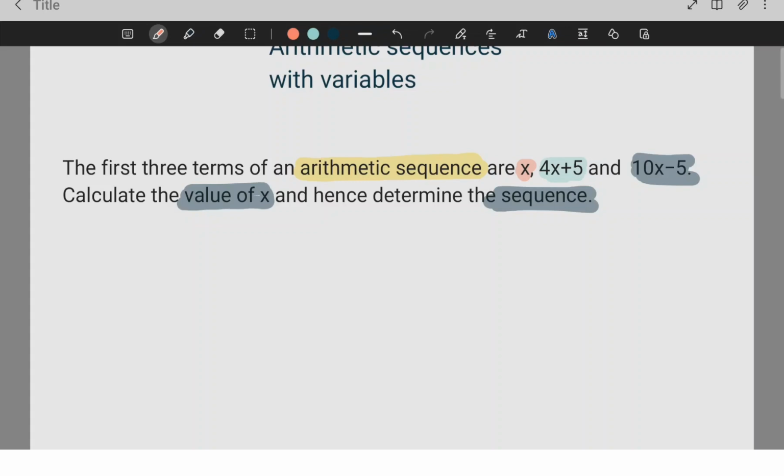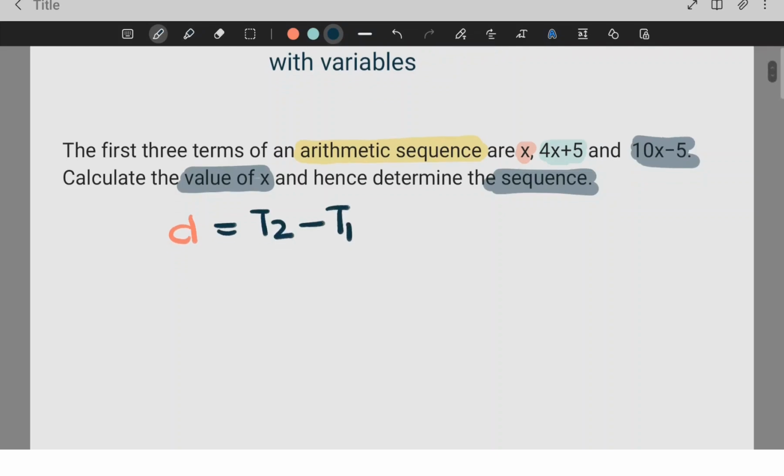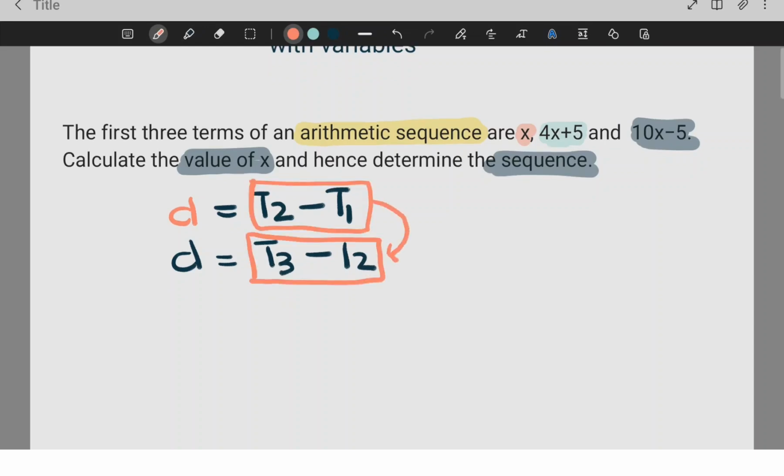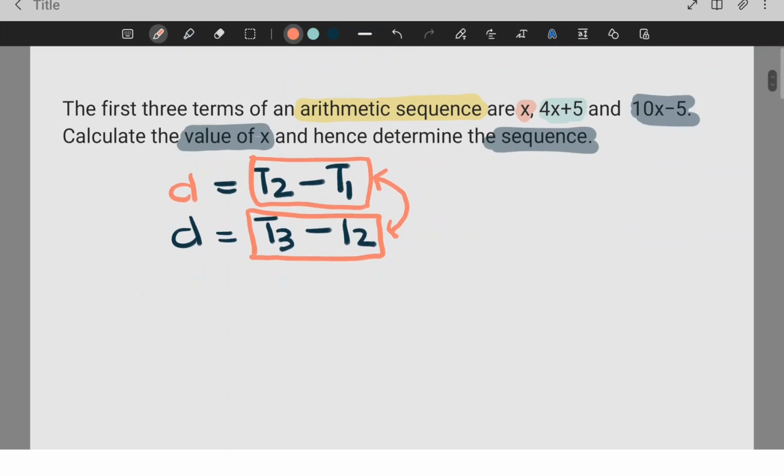Because they say it's an arithmetic sequence, we know that the constant difference d is equal to term 2 minus term 1. But d is also equal to term 3 minus term 2. It means that these two things are equal to each other. So I'm always going to start with T2 minus T1. That's the constant difference. It will be exactly the same as T3 minus T2, because that is also the constant difference.